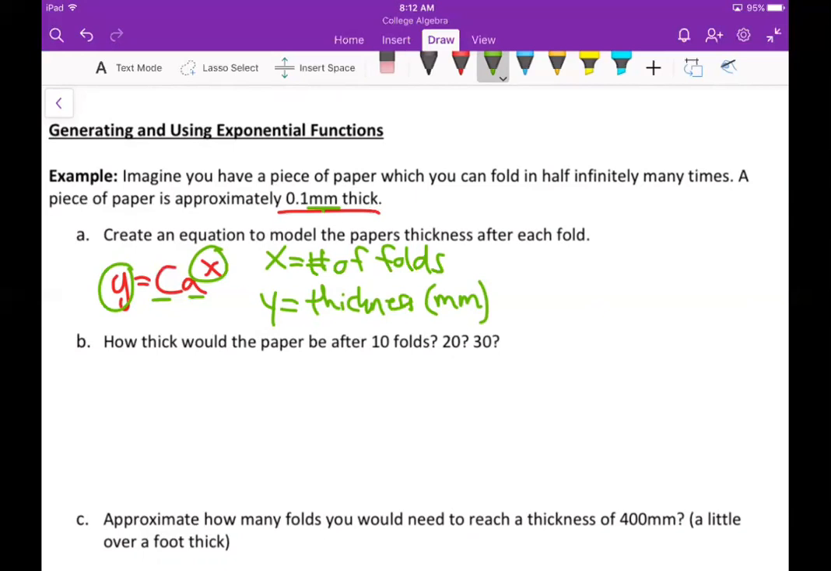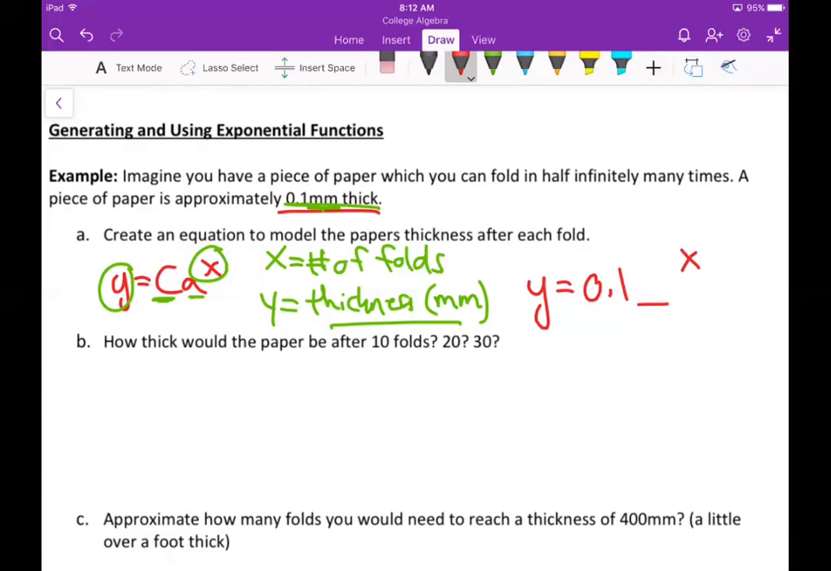So think about what's happening here. Then C is the initial thickness. And we know the initial thickness, it's 0.1 millimeters. So then our equation becomes y equals 0.1, because that's what we're going to start off with, a thickness of 0.1 millimeters. And then think about what happens every time we fold the piece of paper.